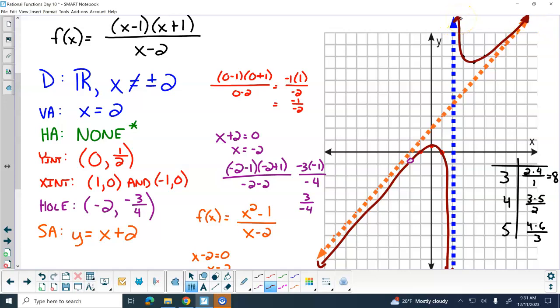Yep. Looks good. I'm gonna have everything in it. Fantastic. Good stuff right there. All of the vertical asymptotes, all of the intercepts, all good.